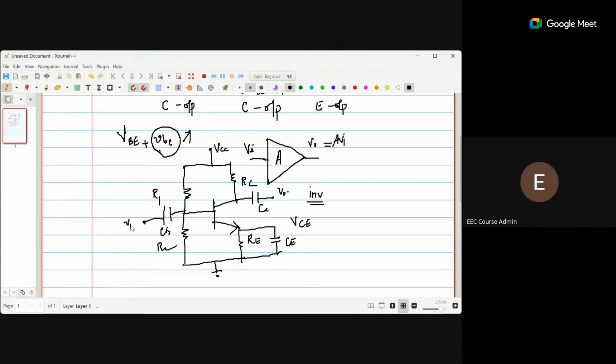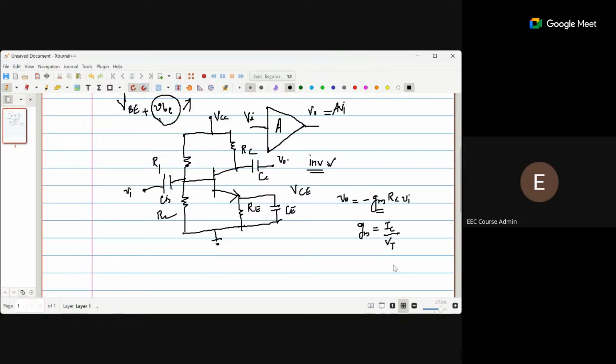If this is small vi, what is the small v naught after the coupling capacitor CC? Ma'am, just minus gm RC vi. So minus indicates it is the inverting amplifier, so there is a phase shift of 180 degrees between the input and output. And gm, what is that? IC DC upon VT. What is that parameter referred as?